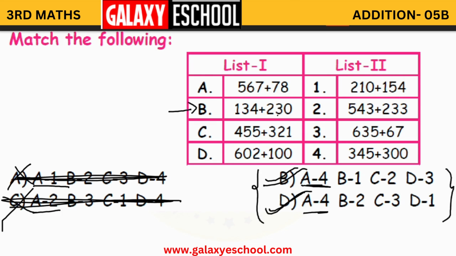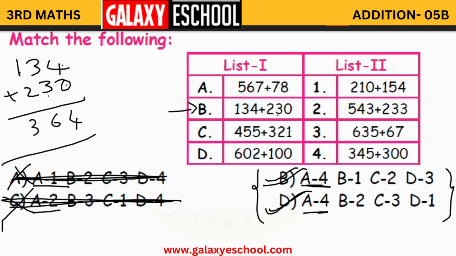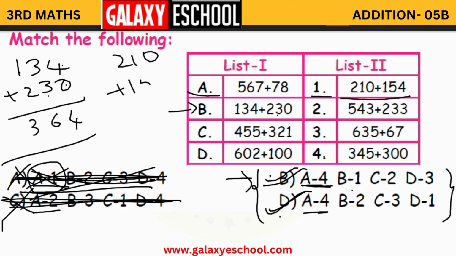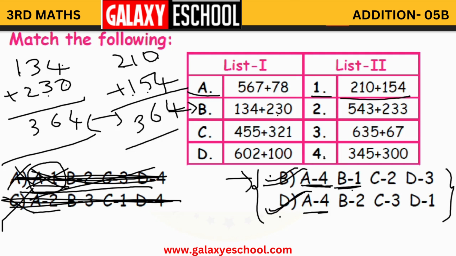Now moving on to B. 134 plus 230. 4 plus 0, 4. 3 plus 3, 6. 1 plus 2, 3. 364. Now look at option B. Again, why are we not looking at option A, children? In option A, it is saying that A is equal to 1. We know that A is equal to 4. So this is the wrong option. That is why we are going for only B and D. B is equal to 1. Now let us solve 1. Again 210 plus 154. 0 plus 4, 4. 1 plus 5, 6. 2 plus 1, 3. We got the correct answer, right? So B is equal to 1.